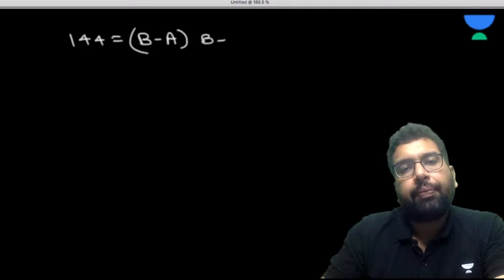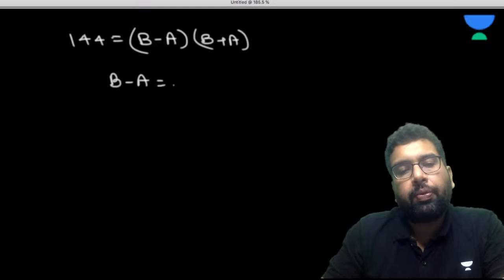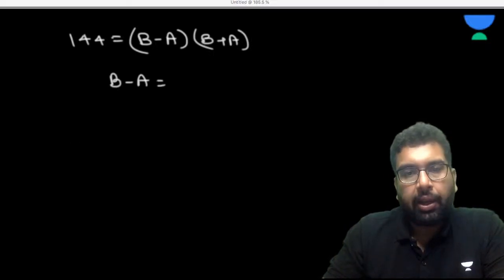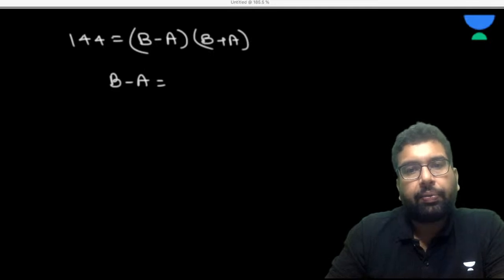So 144 b square minus a square will become b minus a, b plus a, okay? And a plus b is given as 18. So I can write b minus a is equal to 18 by 144. So 18 by 144 will become, sorry, 8. Okay, will become 8, isn't it? Yeah, it will become 8, right?